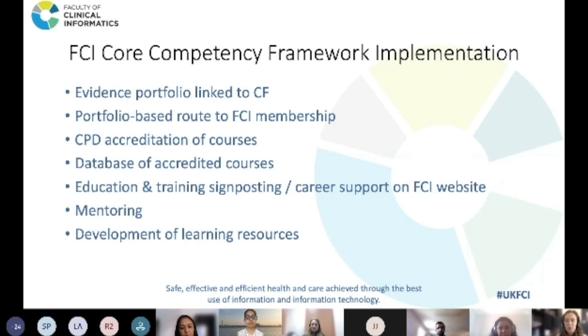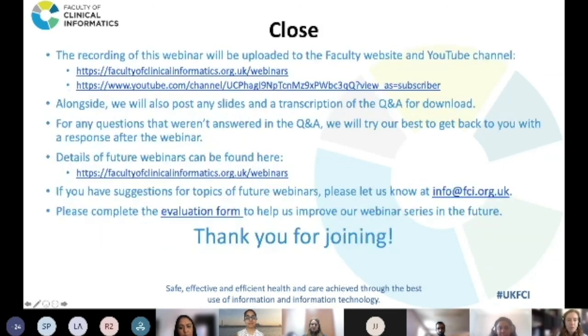And just to let you know that we have mentoring available, which I think as well some of our speakers mentioned today. And we'll be looking to develop our own learning resources to meet the needs of our members as well in the future.